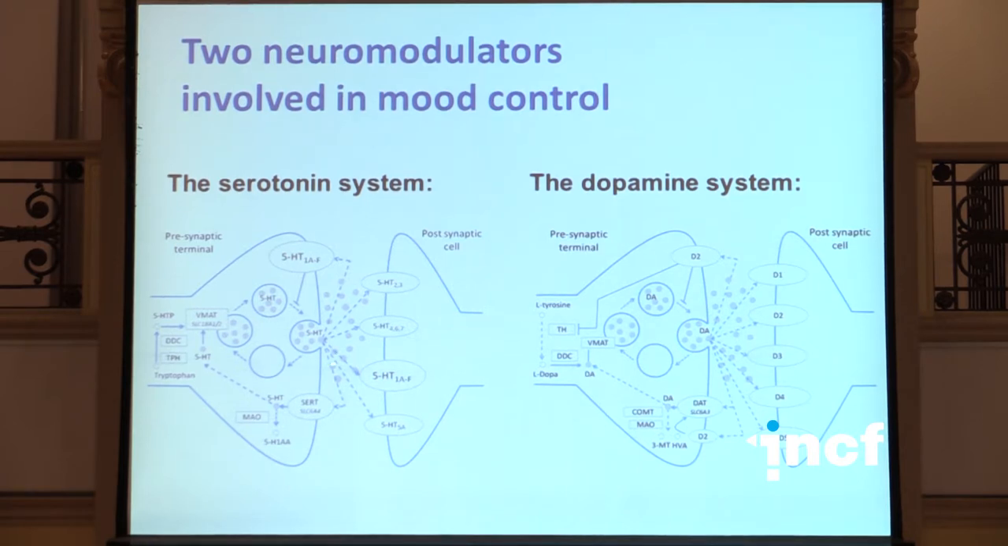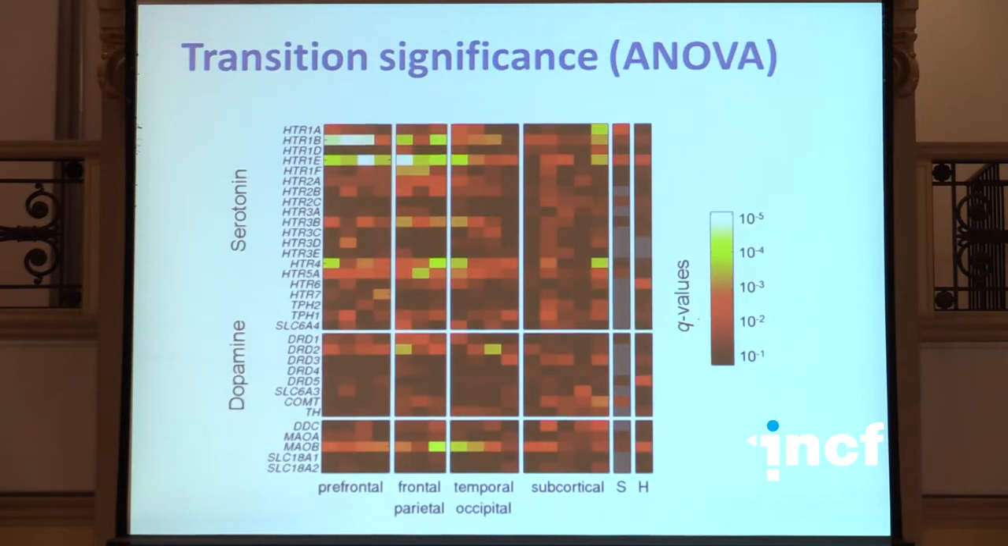And what we did was basically to look at all genes in these two systems, including presynaptic, postsynaptic, signal transduction genes. And basically what we did, skipping the details, is to measure for each gene how strongly their expression changes from childhood to adolescence. What I'm showing you here is a heat map where each row corresponds to a different gene and each column to a different brain area. This is the BrainSpan data again. The color corresponds to the magnitude of the change between childhood and adolescence.